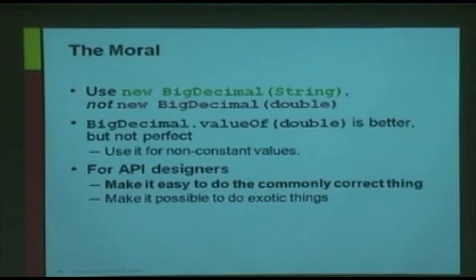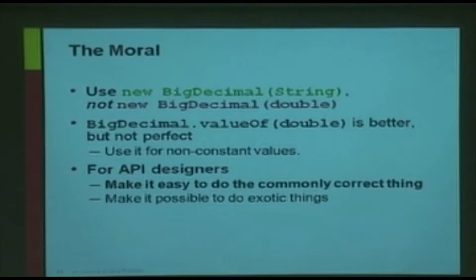Well, first of all, use new BigDecimal of string, not new BigDecimal of double. You simply shouldn't use this constructor unless it's what you actually want, which doesn't happen very often. It turns out that that only works at compile time, right? If you actually know the string when you're writing the program. If you don't, if you somehow got a double in computation and you want to turn that double into a BigDecimal, then what do you do?